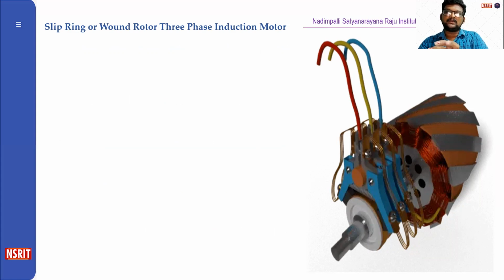The rotor consists of a number of slots, and rotor windings are placed inside these slots. The three end terminals are connected together to form a star connection. As its name indicates, the three-phase slip ring induction motor consists of slip rings on the same shaft as that of the rotor.